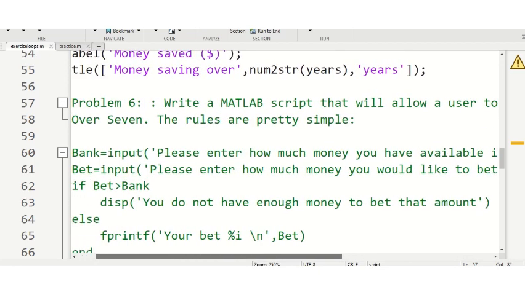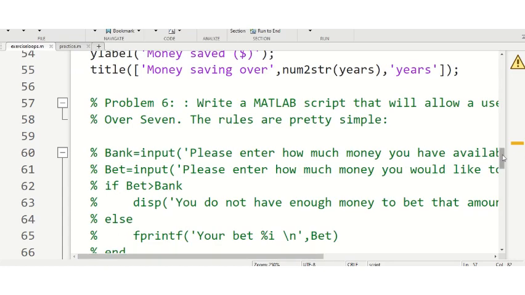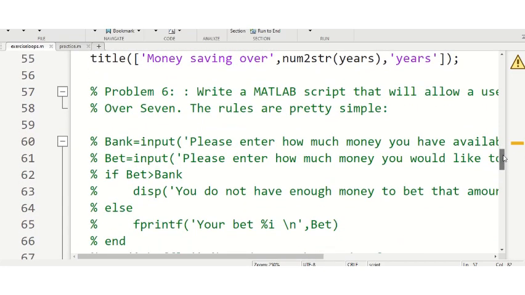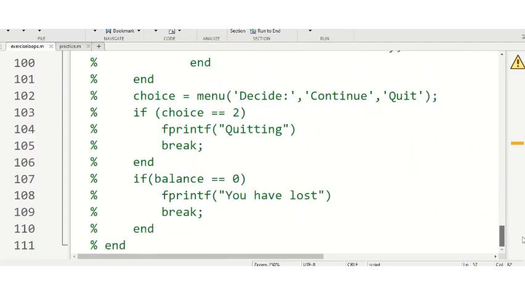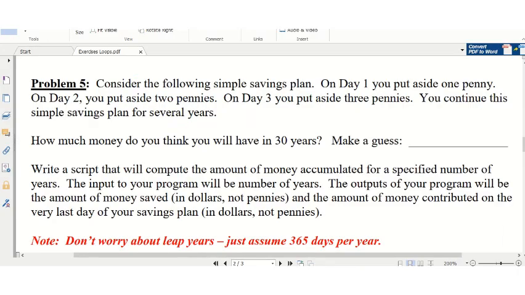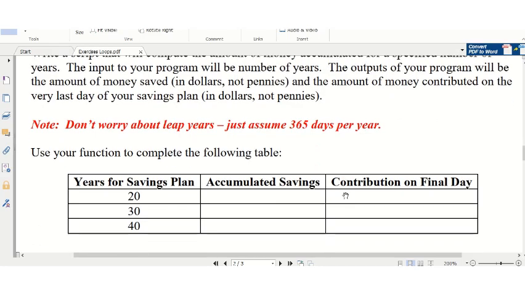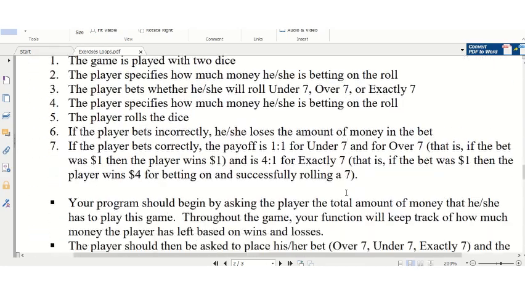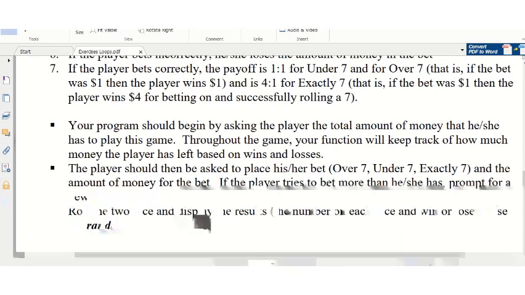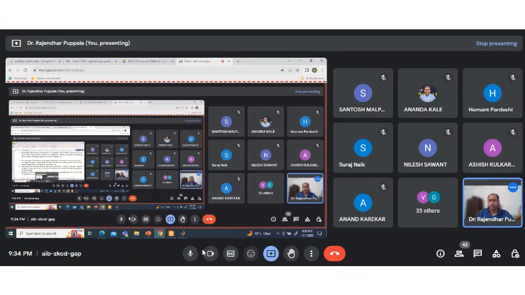How to frame the rules and how to execute the program for 2 dice. The program is already given. If anyone is interested, you can practice it before coming to the next class, okay. The problem is also given here, the die game, with total instructions. Yes, sir. Any doubt?